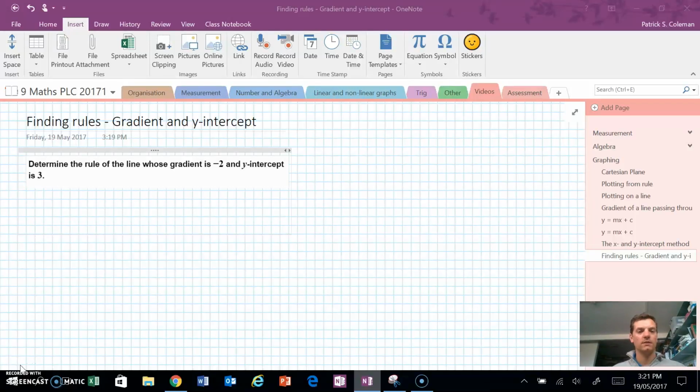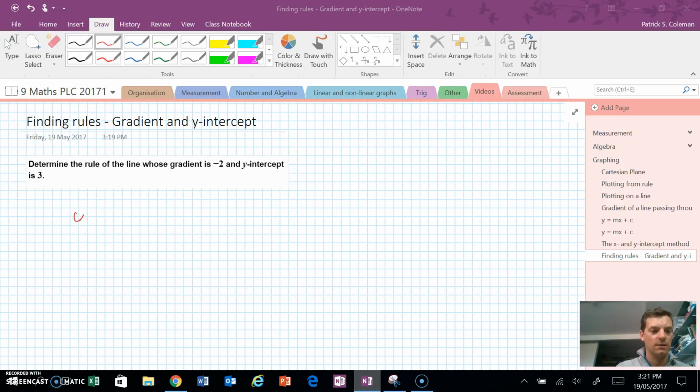Hello everyone, in today's lesson we're going to be looking at finding a rule when we're given the gradient and y-intercept. So first of all we need to remember the magic that is y equals mx plus c. And we need to remember that m is our gradient and that c represents the y-intercept.